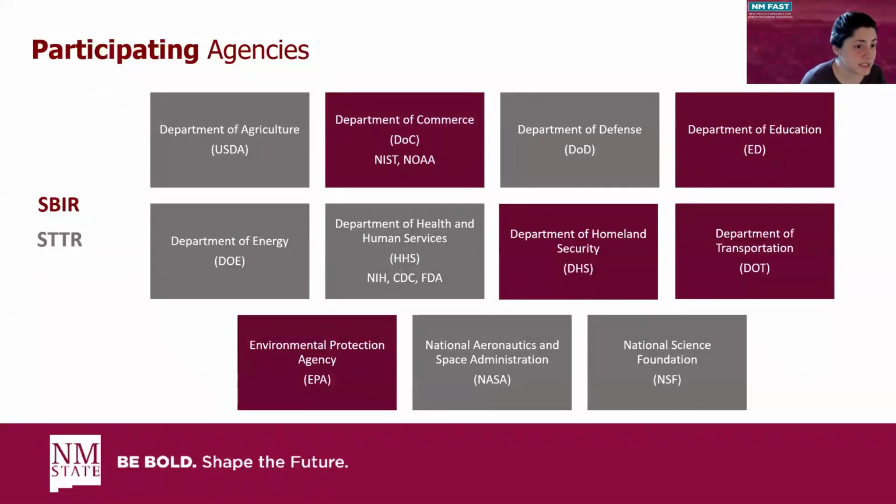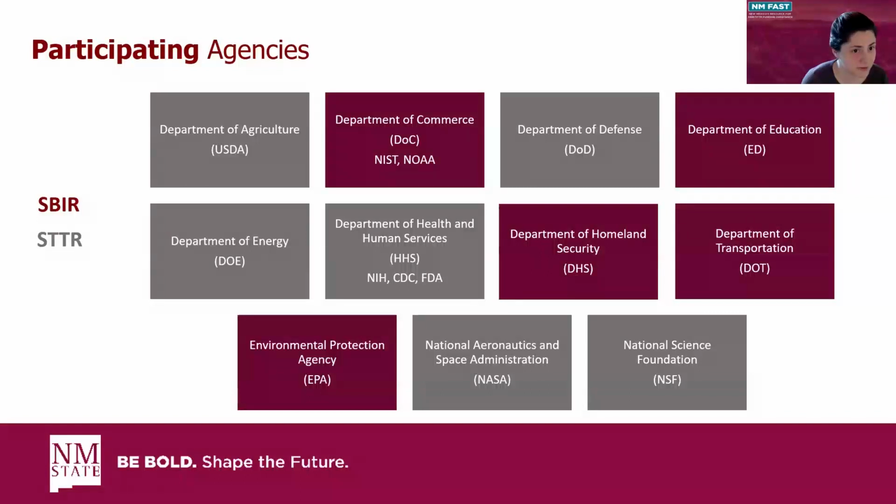So there's 11 agencies that participate in the SBIR program. All of the ones that are presented up here are SBIR agencies, but as I mentioned before, once an agency exceeds $1 billion in extramural allocated R&D money, they become an STTR agency as well. So the agencies up here that are in gray are STTR agencies, but they also do have SBIR opportunities. Once the agencies in the maroon color exceed that extramural budget, they can also become STTR agencies.